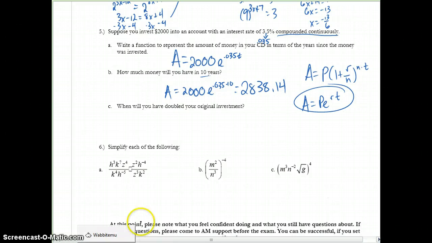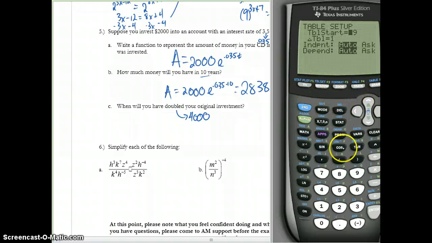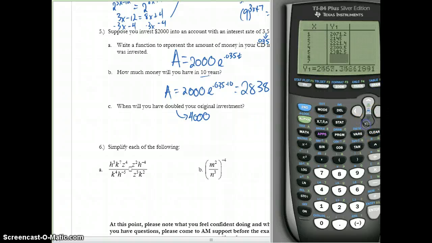I want to know when this function will double, so we're looking for it to get up to $4,000. We can do guess and check, or same idea as before. We can plug it into our calculator. This time the base of my exponent will be e. So we're going to do e above natural log, above that ln again, 0.035x. Let's start the table off. Let's start at 1. And we'll scroll down, looking to see when we get up to $4,000. 4,000 occurs just between 19 and 20 years.